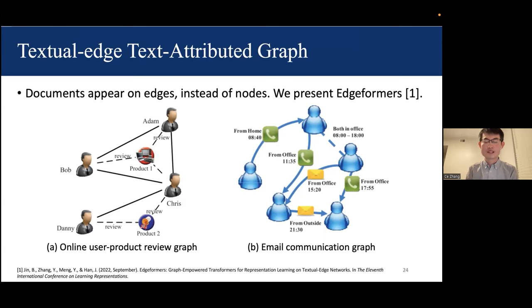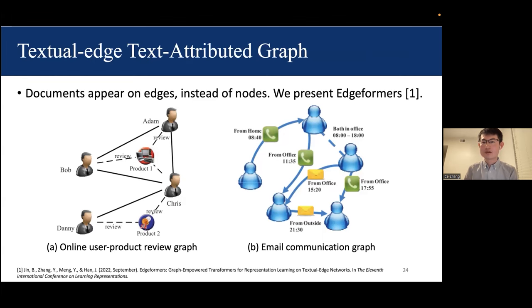For example, on the left-hand side, we have an online user-product review graph. Each node is a user or a product. If a user buys a product, he may leave a review, and the textual review appears on the edge between the user and the product. Similarly, on the right-hand side, we have an email communication graph. Each node here is a person, and if two of them exchange email, then the email is the textual document appearing on the corresponding communication edge.